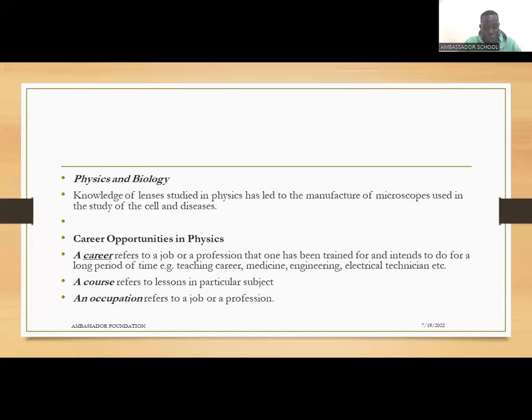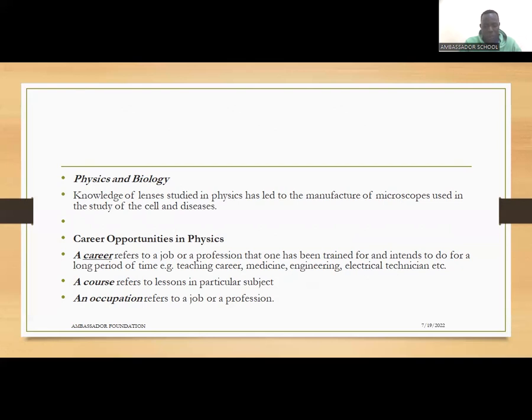The answer is no. We study physics because we know after studying it, it will benefit us in a way. And how does it benefit us? Because after studying physics, you can pursue some careers. For example, education. I'm a teacher because I pursued physics in high school.